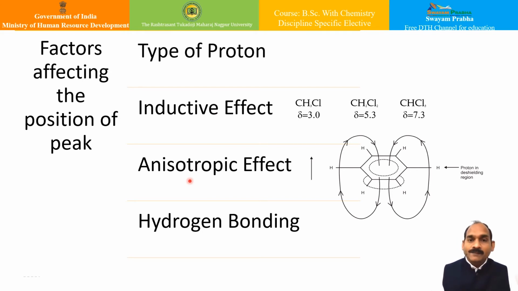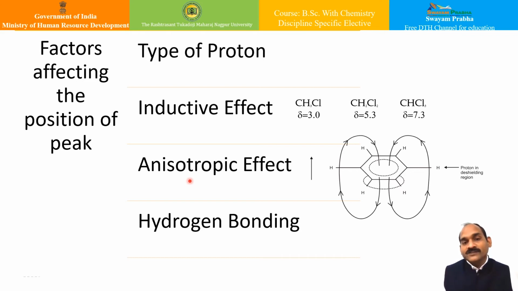If you look at the type of proton, it has been observed that primary protons resonate at the higher field, or lower delta or lower chemical shift, while tertiary protons resonate at the lower field and higher delta as compared to secondary protons. This means the resonating frequency of primary will be highest, secondary will be middle, and tertiary will be the lowest, and the chemical shift of primary will be lowest, secondary the middle, and tertiary the highest.